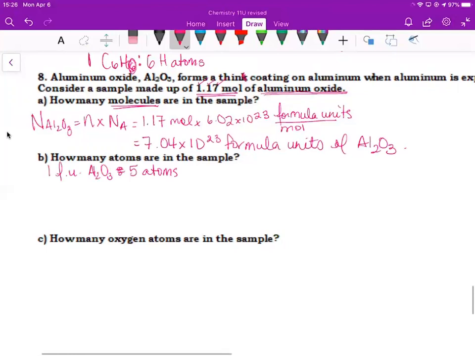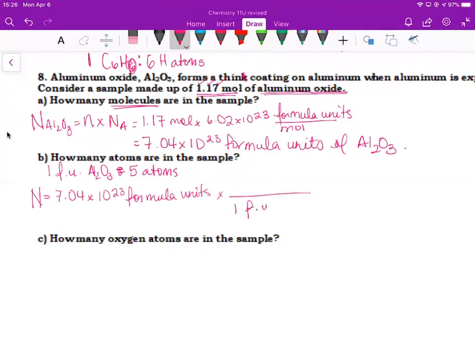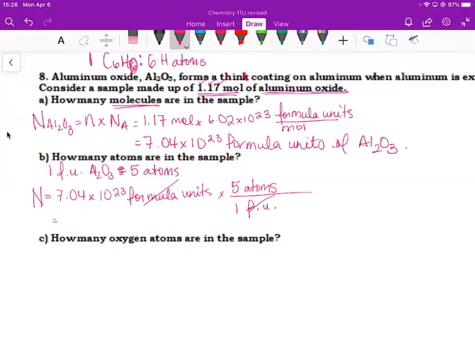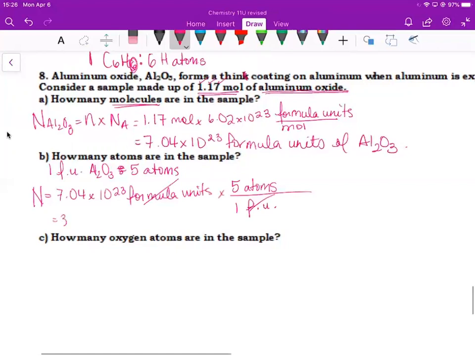So when I'm looking at number of whatever, in this case, number of atoms, I'm going to take 7.04 times 10 to the 23 formula units. And for one formula unit, how many atoms are there? There's 5 atoms. So cross that out. And we get 3.52 times 10 to the 24 atoms.